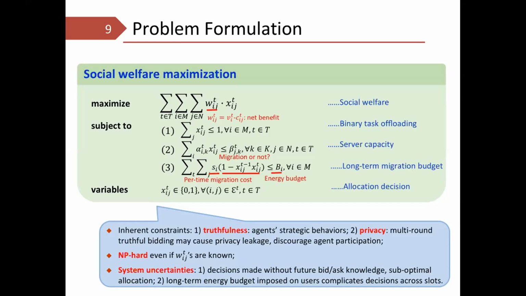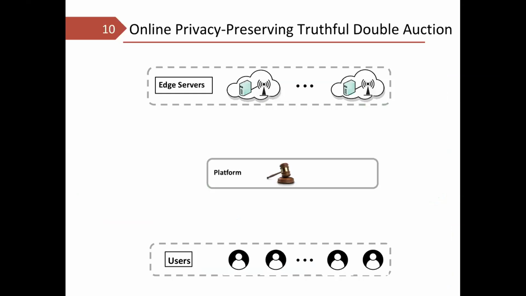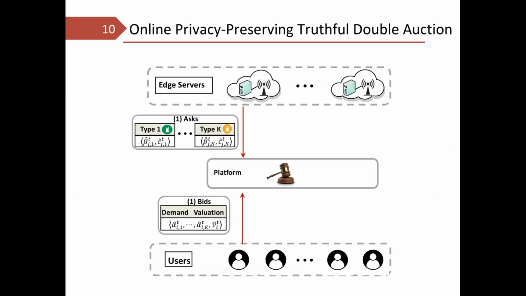To solve these challenges, the mechanism OPTA is proposed. So the workflow of OPTA goes as follows. For any slot t, agents first submit bids or asks to the platform, which may be different from the real ones. The platform then determines the winner set W_t and prices, including charge profile Q_t for users and payment profile P_t for servers. The bid-ask pair (i, j) wins, meaning that user i is allocated to server j.